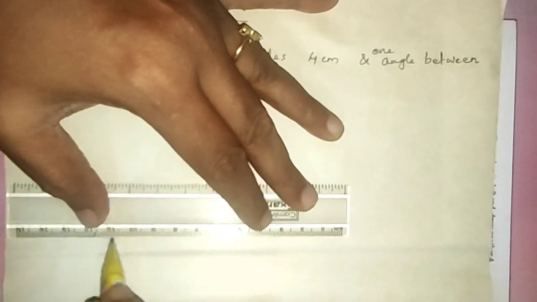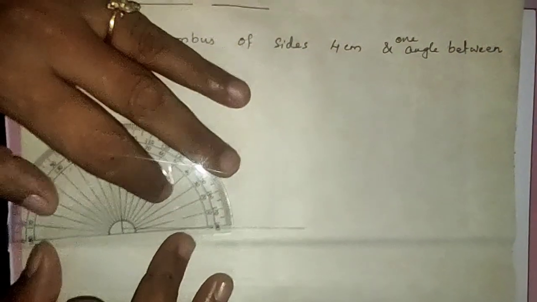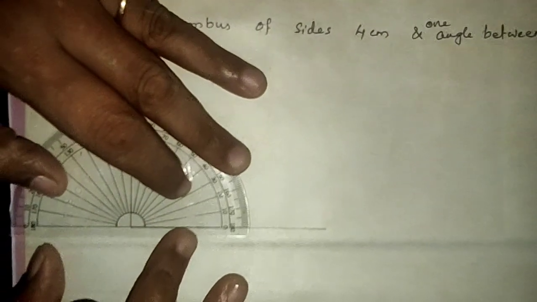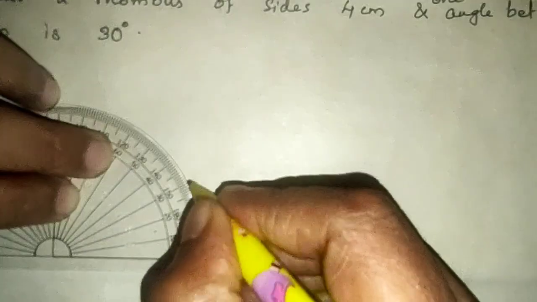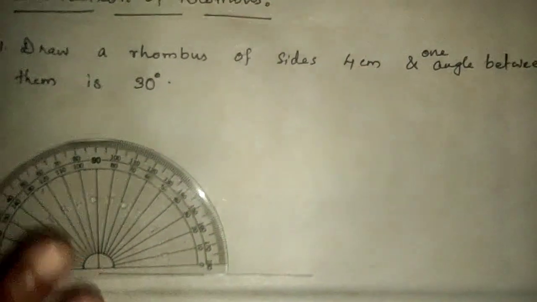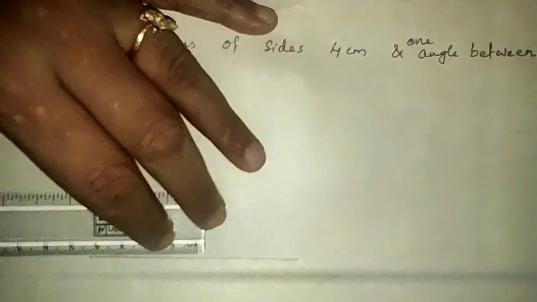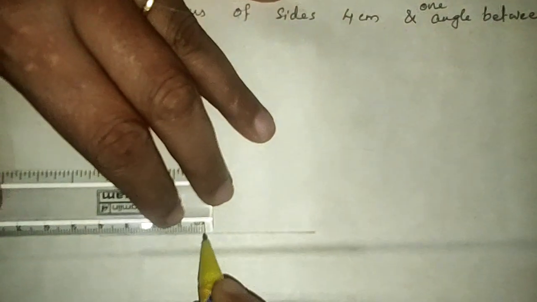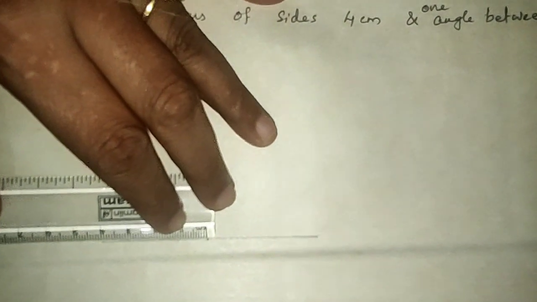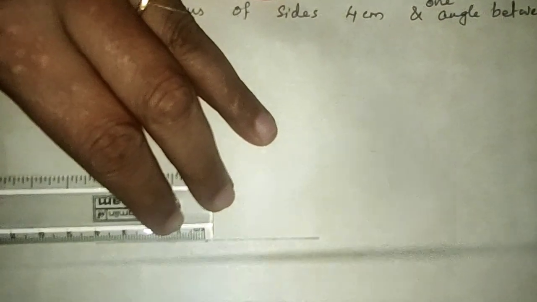Okay, for that here I am going to draw one straight line. Okay, one line like this. Then what will be one angle? Yes, we know that one angle is equal to 30 degree. So first measure that 30 degree here. Then what is one side of that? One side is equal to 4 centimeter. Then measure that 4 centimeter here. Mark that 4 centimeter here. This length is 4 centimeter.